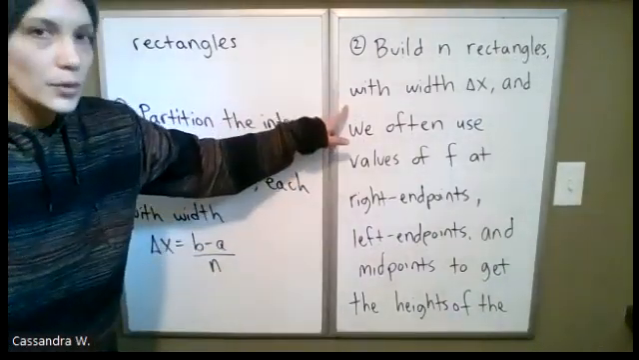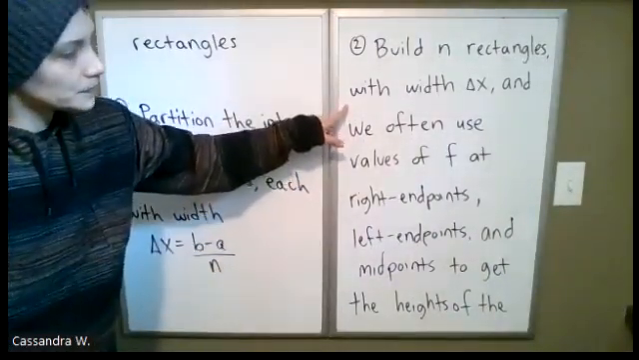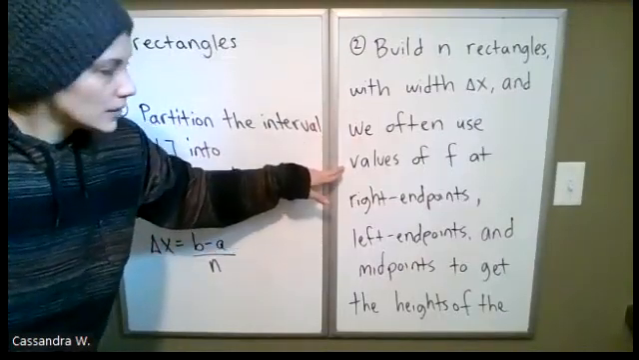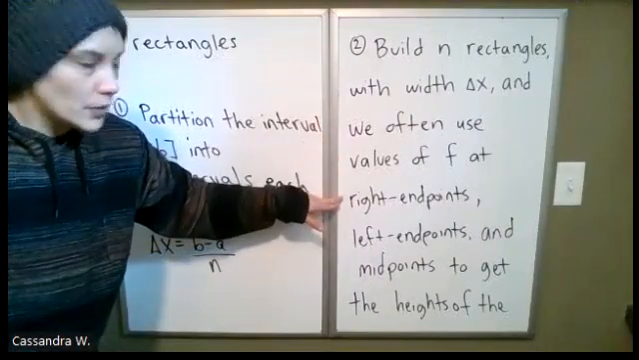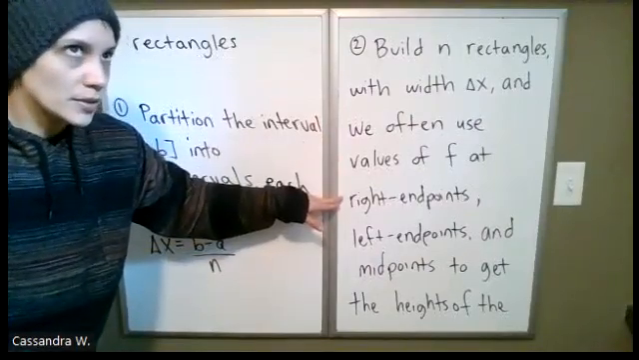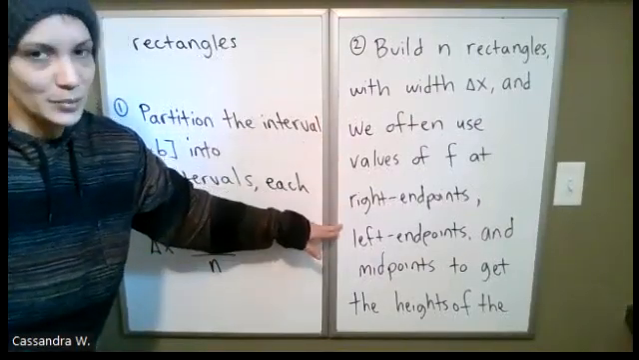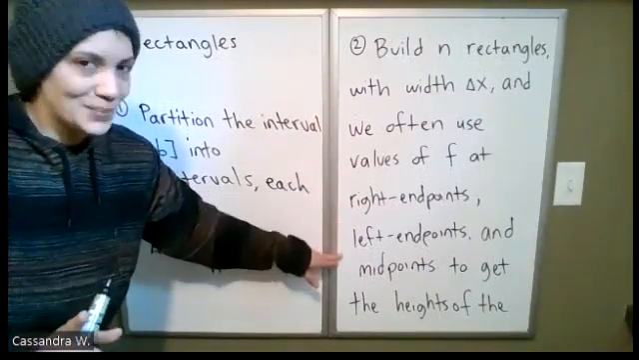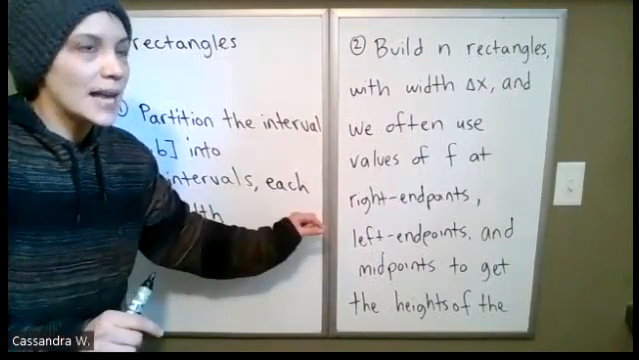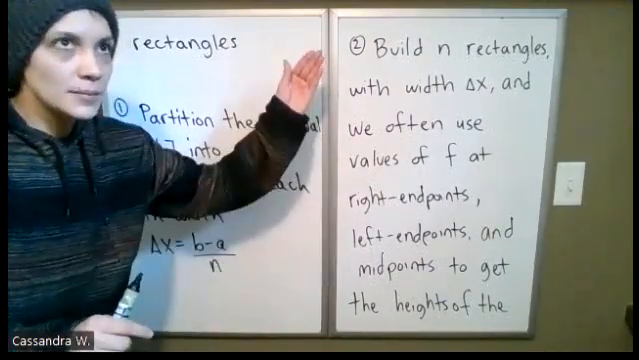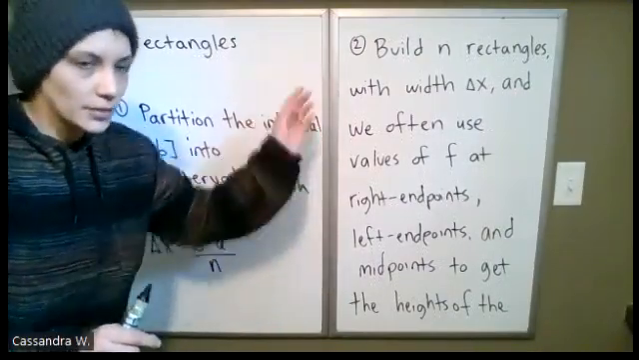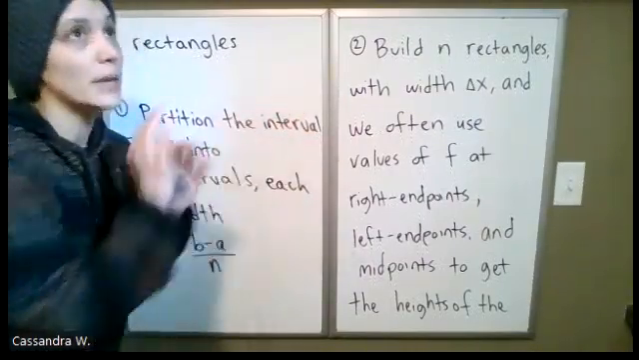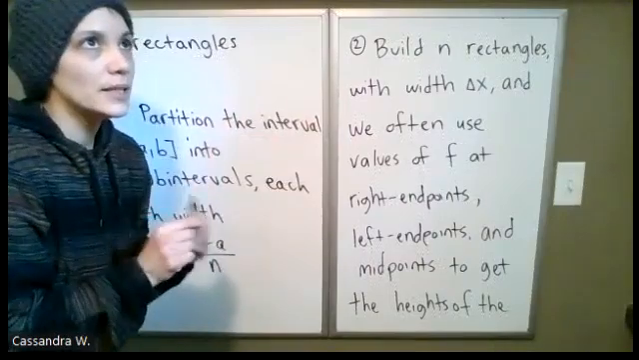Okay, so again, we're always going to use delta x for the width. And then depending on what the question asks, you want to go to the right endpoints of your subintervals, the left endpoints of your subintervals, or the midpoints of your subintervals. And then from that point, evaluate x, send it through f of x, get the output, that's your height.